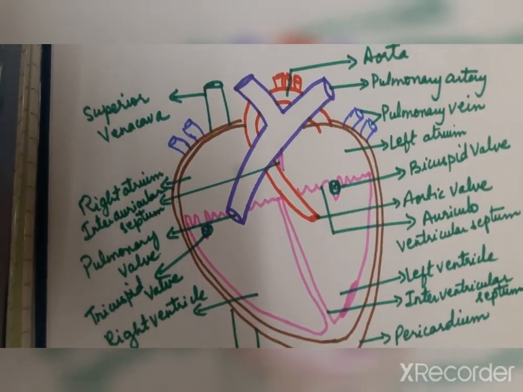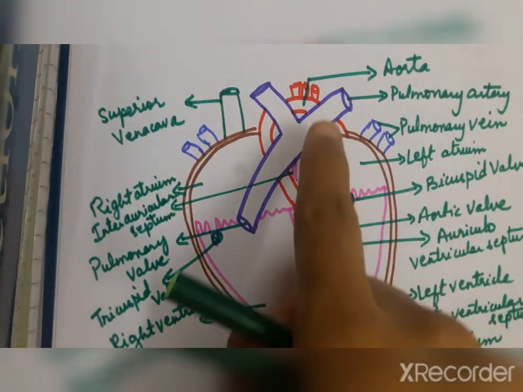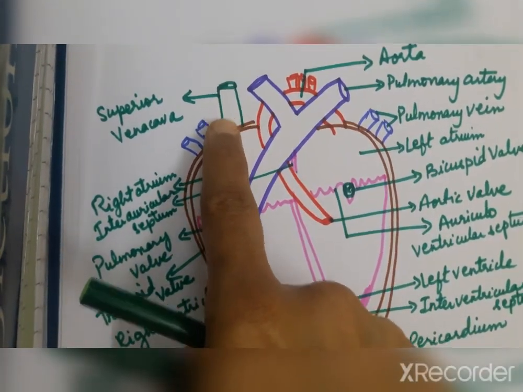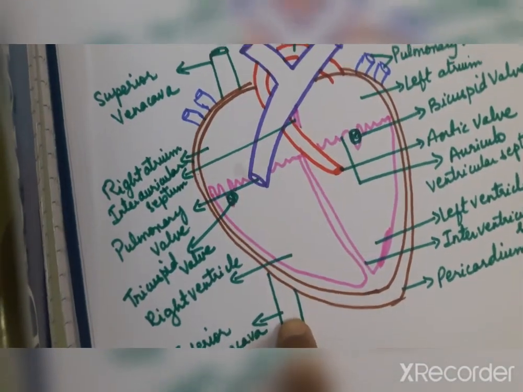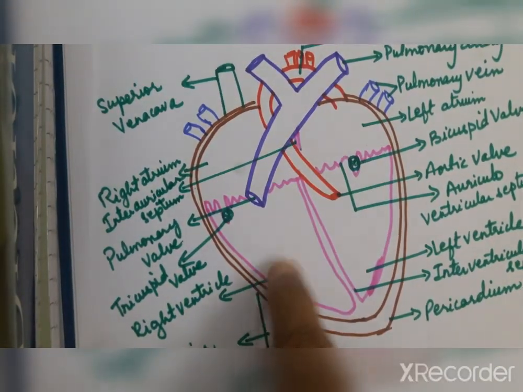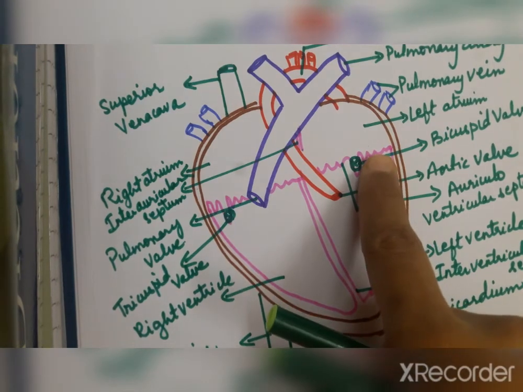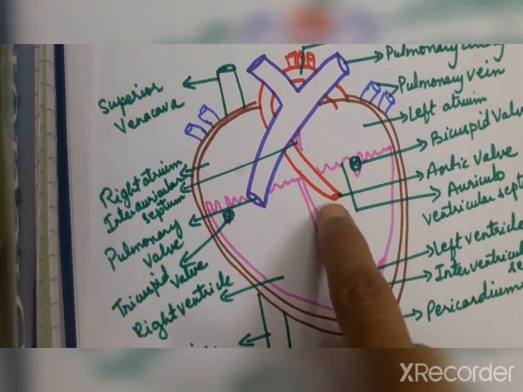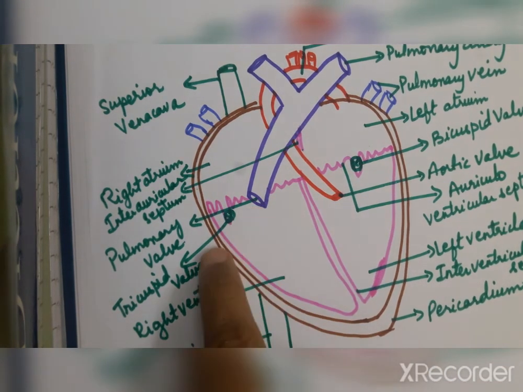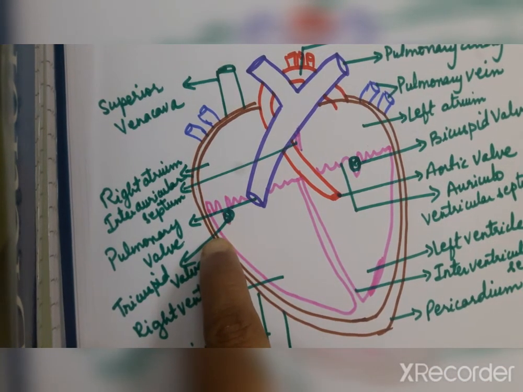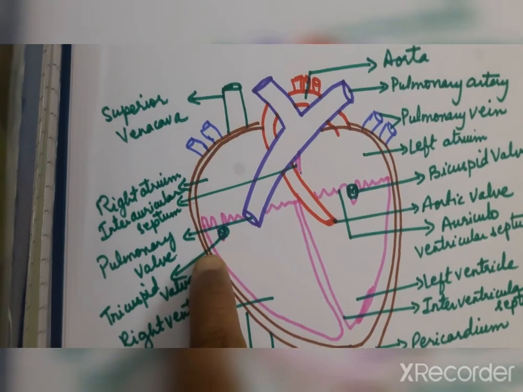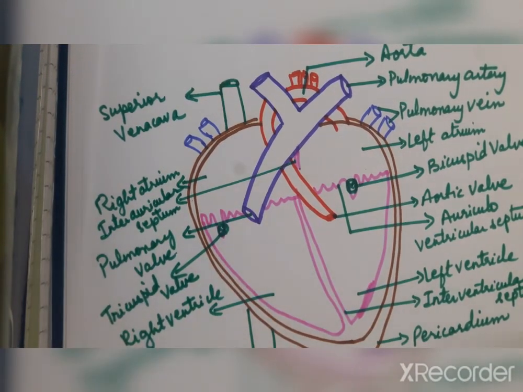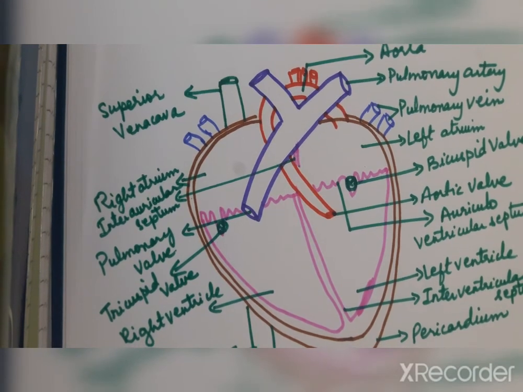Children, here you have seen that the main artery is called as the aorta, main vein is called as the superior vena cava and the inferior vena cava. 4 chambers are there and 4 valves are there. Remember, we have 4 valves: 1 bicuspid valve, aortic valve, pulmonary valve and tricuspid valve. Okay children, now I will give you a close view of this diagram. Please practice this diagram in your rough book.